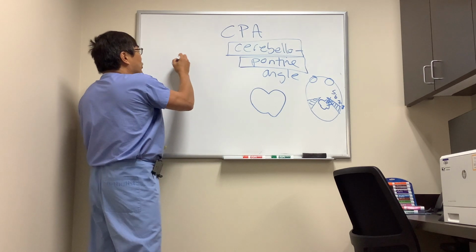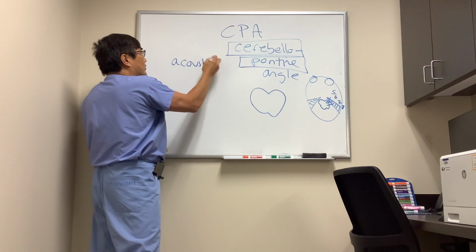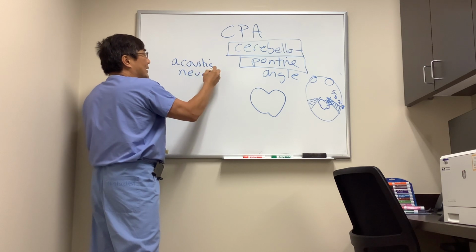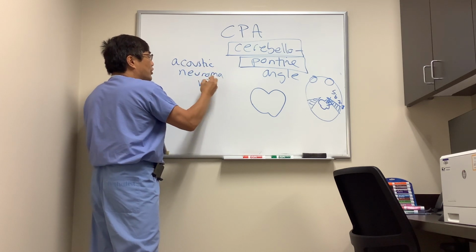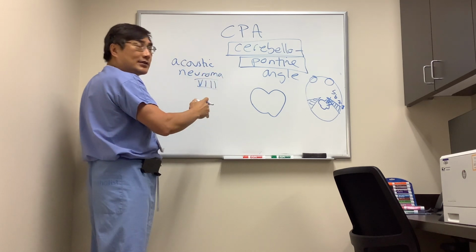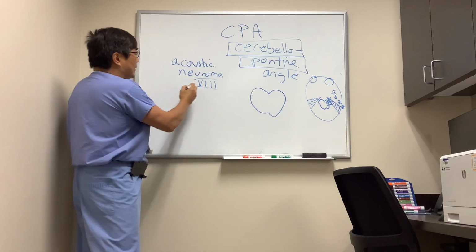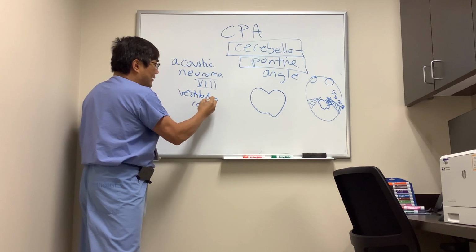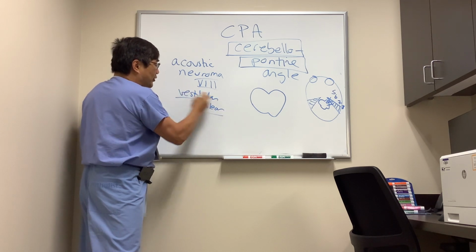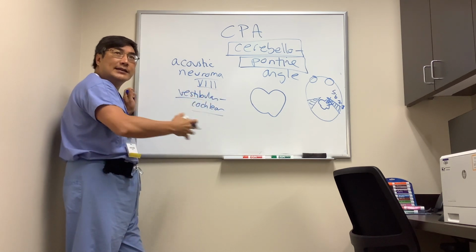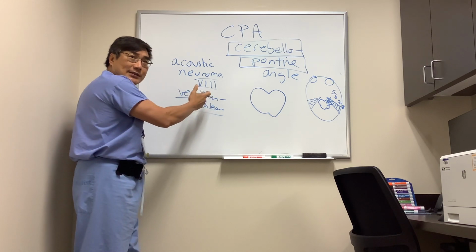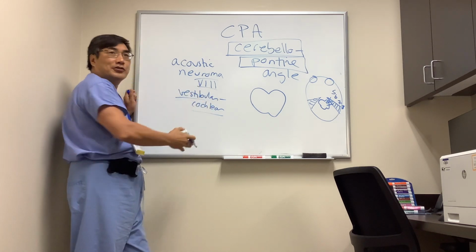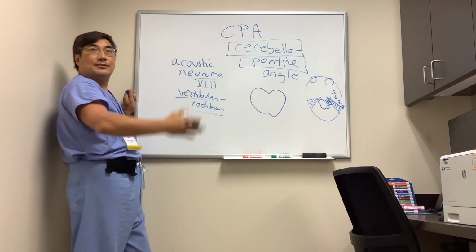The most common tumor that we see in this location is the acoustic neuroma, which is an 8th nerve tumor, but it can be meningioma or other tumors in this location. And that means you're going to be affecting both the vestibular and the cochlear portion of the 8th nerve. The vestibular portion can cause vertigo, dizziness, nystagmus. And the cochlear portion, of course, causes hearing loss.